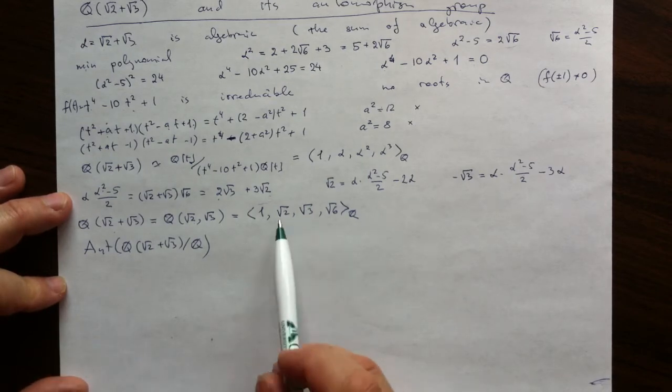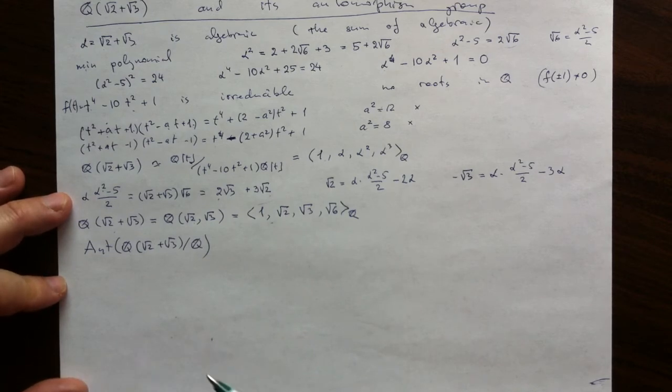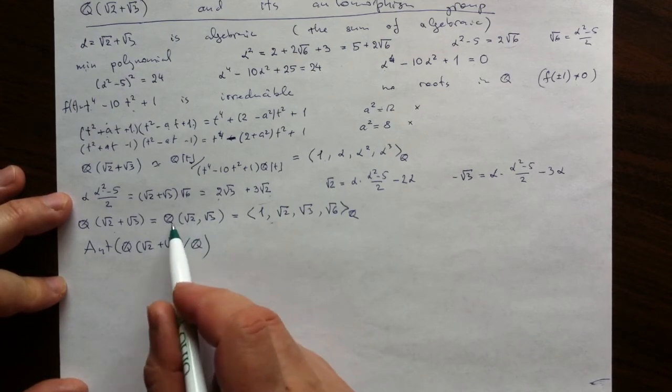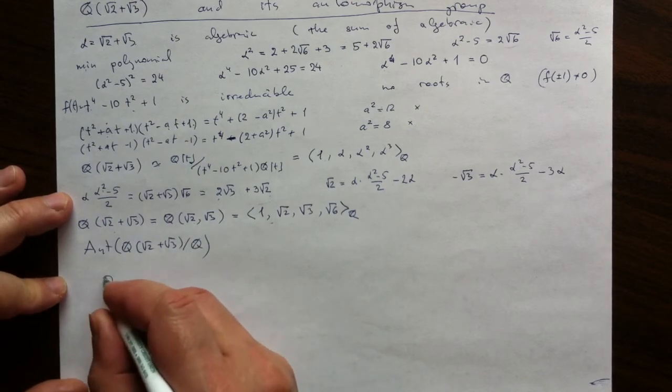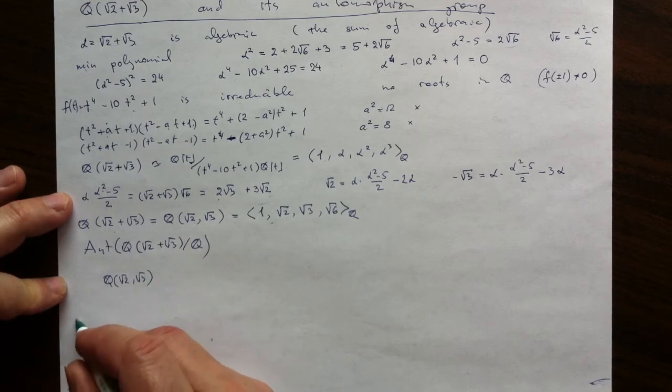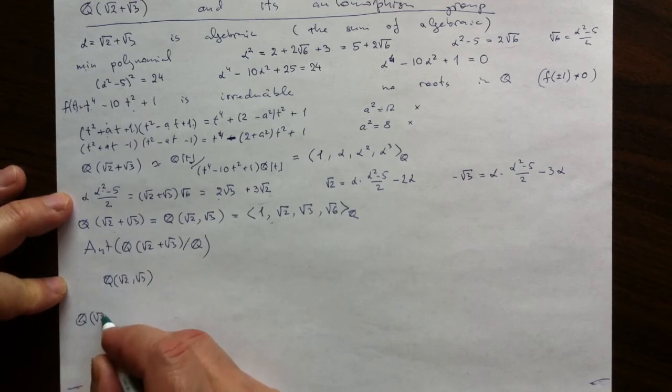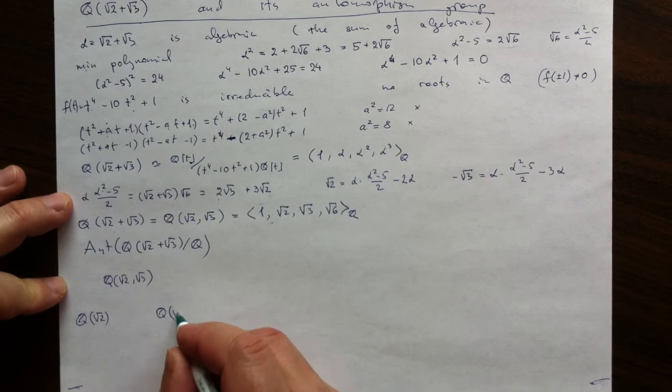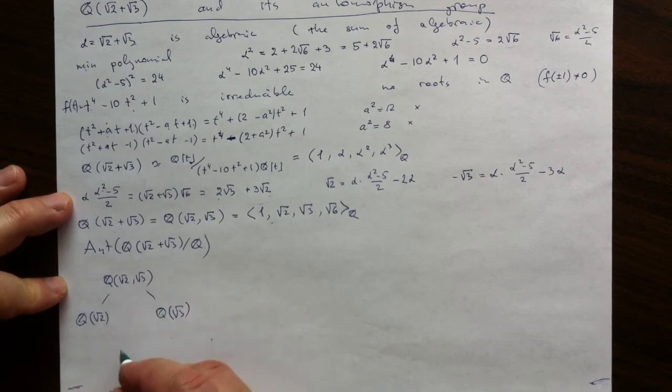I have a better way using this presentation. I have a better way of doing it. So having this alternative description of our field, we could see two subfields inside it, the result of attaching just the square root of 2 and just the square root of 3.